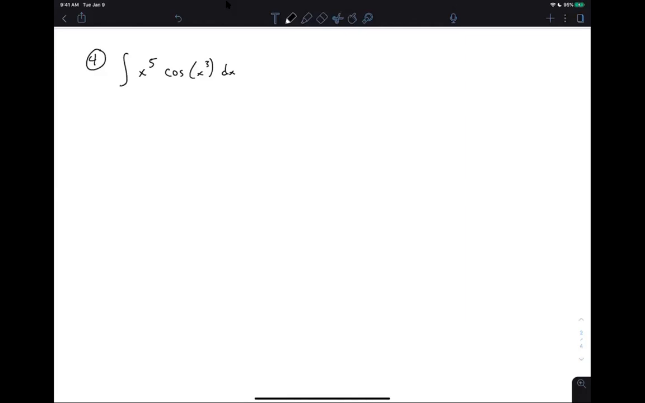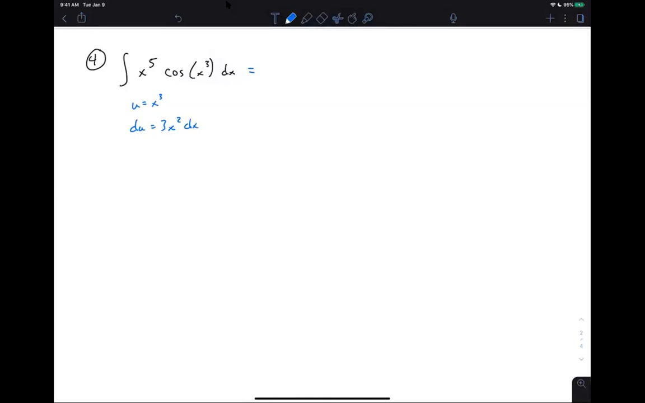Okay, anyone get an approach that worked here? Yeah. Okay, what'd you do? I set u equal to x cubed. Okay, good. So if we let u equal x cubed, du is then 3x squared. And then, what'd you do from there? Or somebody else, what should we do from there?